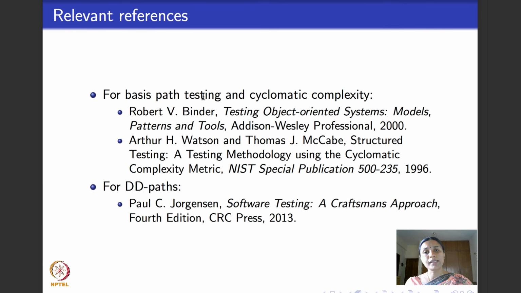For getting to know about basis path testing and cyclomatic complexity, as I told you, McCabe is the founder of cyclomatic complexity. He has an NIST report. NIST, if you remember, is the National Institute of Standards and Technology. He has an NIST report which details how to find cyclomatic complexity, how to do basis path testing, and how to use cyclomatic complexity for object-oriented software, for integration testing, and so on. It's a pretty good article. Another popular testing book, by Robert Binder, which focuses on testing object-oriented software, also has an exhaustive discussion on cyclomatic complexity and basis path testing.